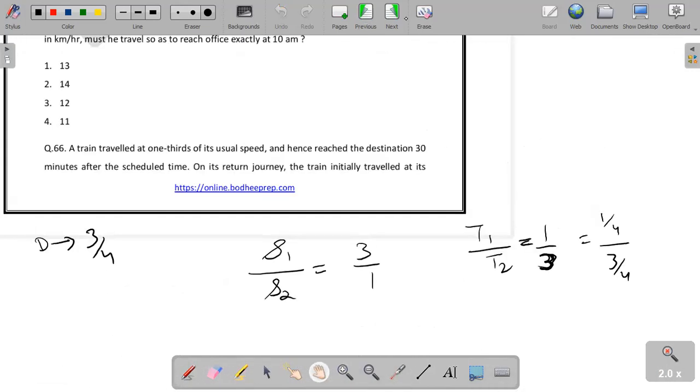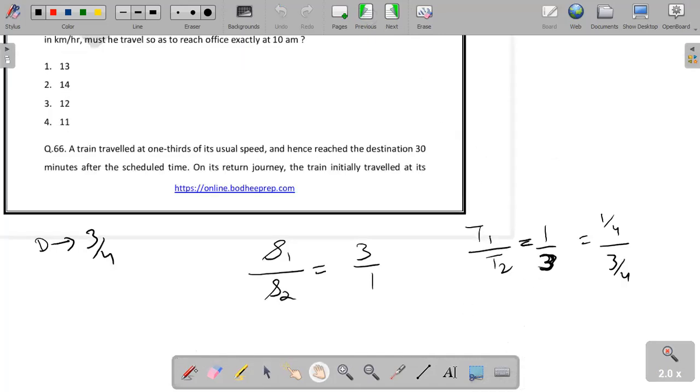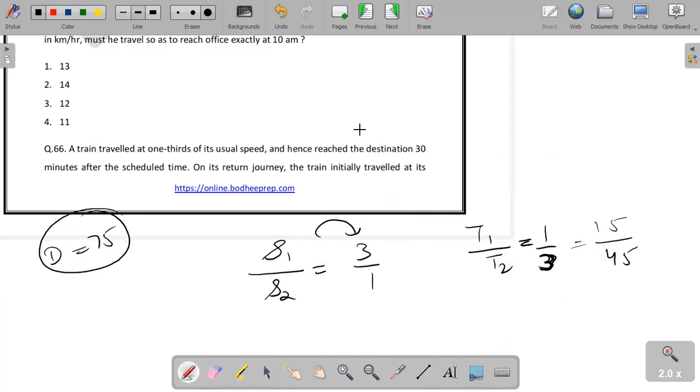On its return journey, the train traveled at its usual speed for 5 minutes, but then stopped for 40 minutes. Everything is given in minutes. Let's not hurt the question setter. The difference was 30 minutes, here the difference is 2 minutes, we will multiply by 15 and 15. So here the distance would become 75. I am taking speed as 3.